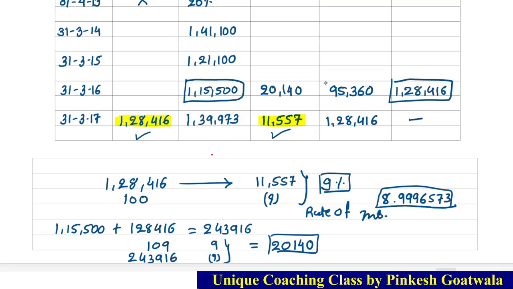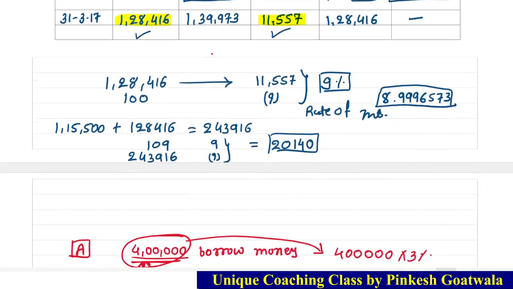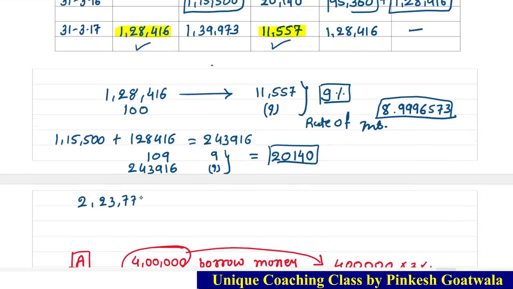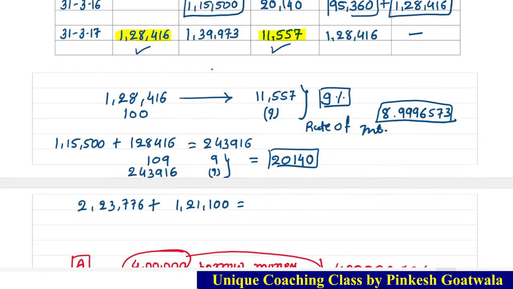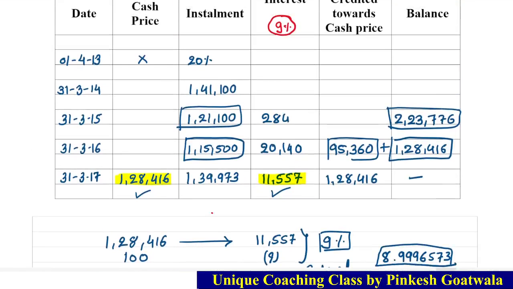So you will get 95,316. Okay, and we know that the total of both gives the balance above, 128,416. So here the amount comes to 2,23,706. Now again we should total this. 2,23,776 plus the installment 1,21,100 comes to 3,44,876. So 109, and in 3,44,876 how much will it be? 9 divided by 109. So here you will get the rounded amount 28,476. We subtract that from it and get 92,624. Okay, and we will add both.